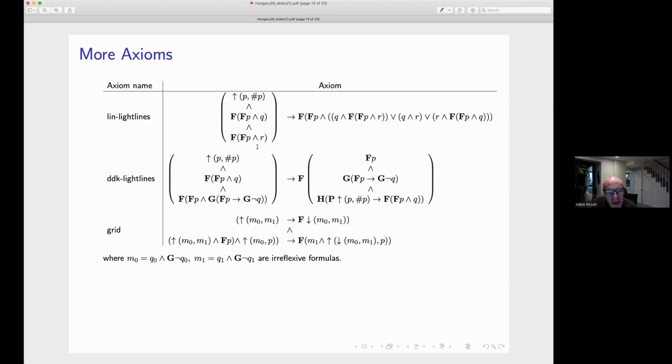A couple of other axioms which are called grid axioms. If I can see an irreflexive point along one light line and another irreflexive point along another light line, so irreflexive means I can see a formula where a proposition is true but it will never be true again. If that's the case, I want to annotate.